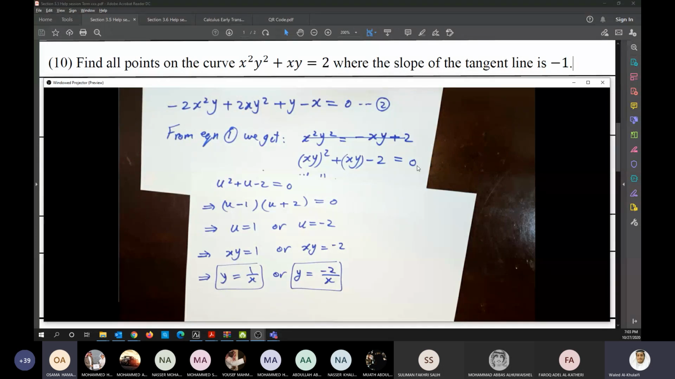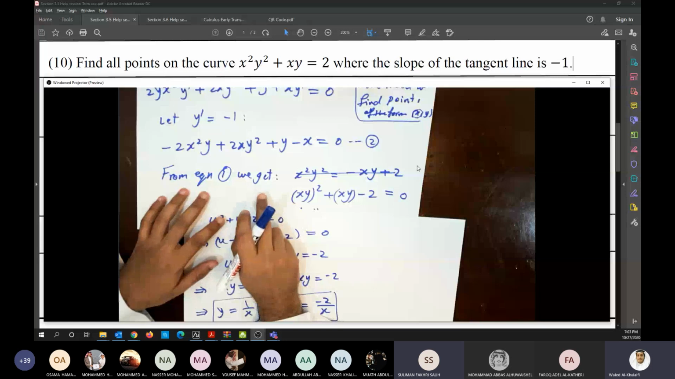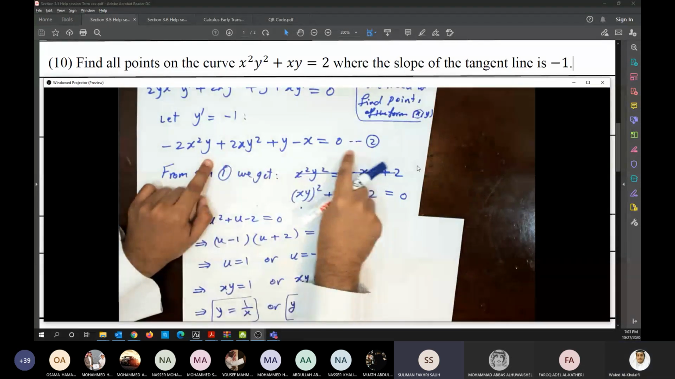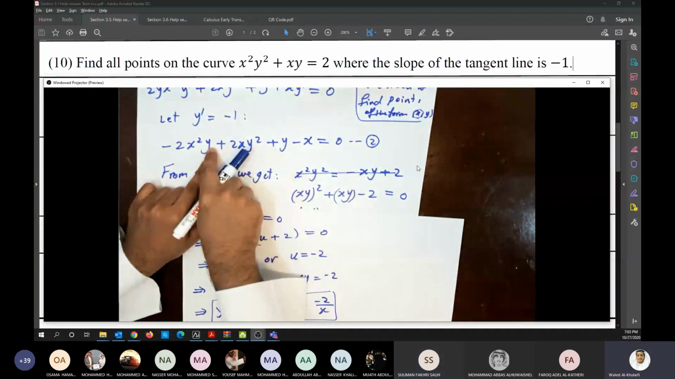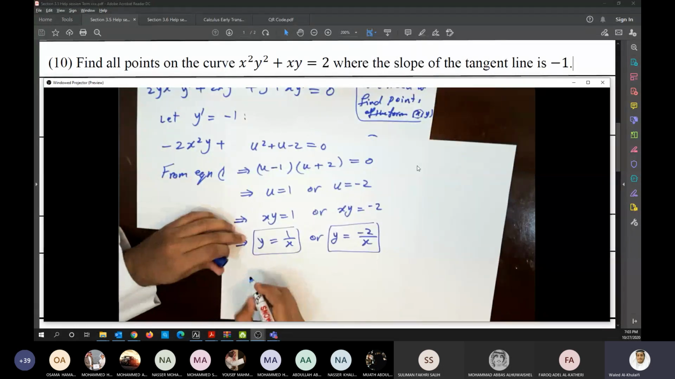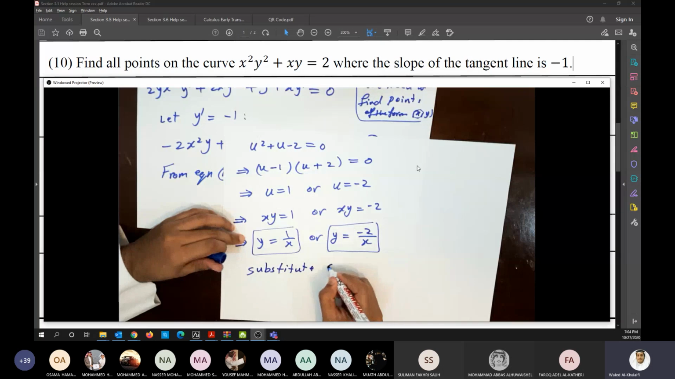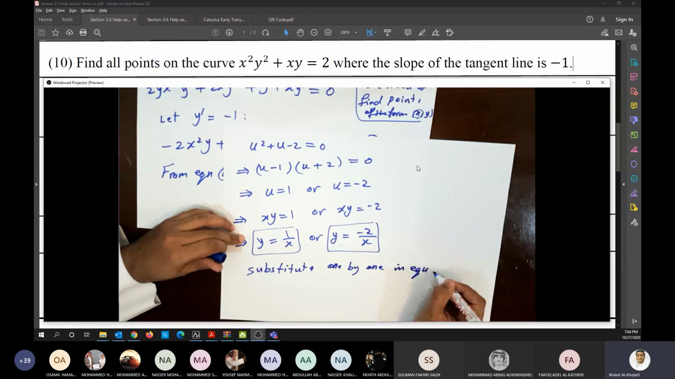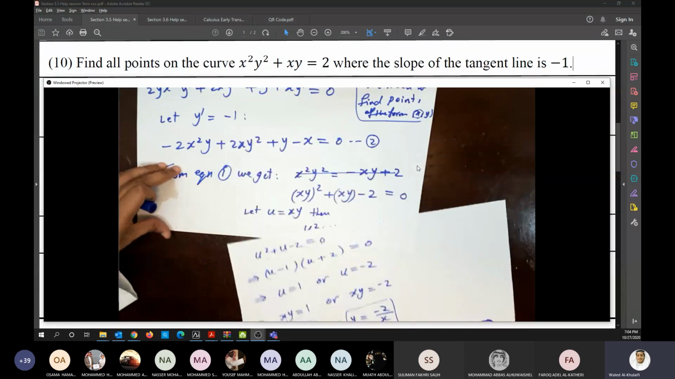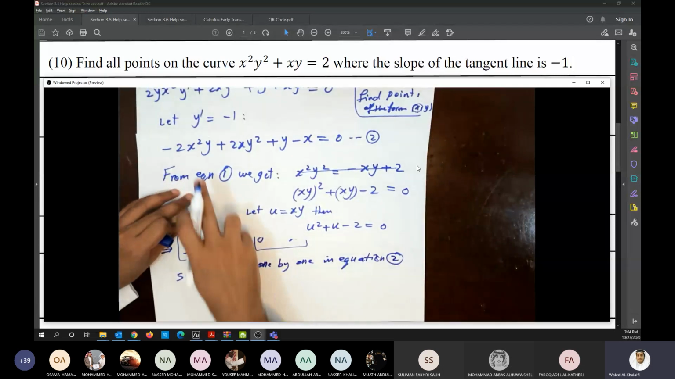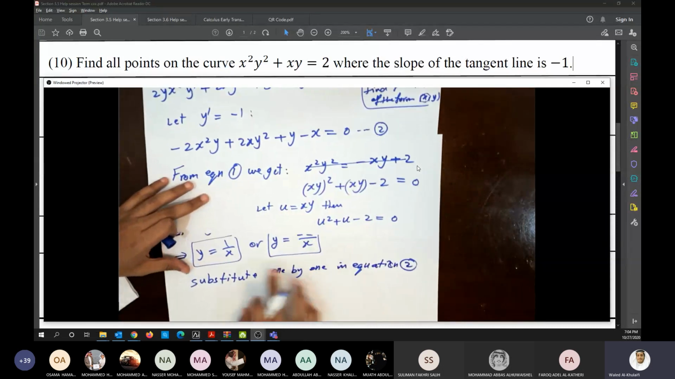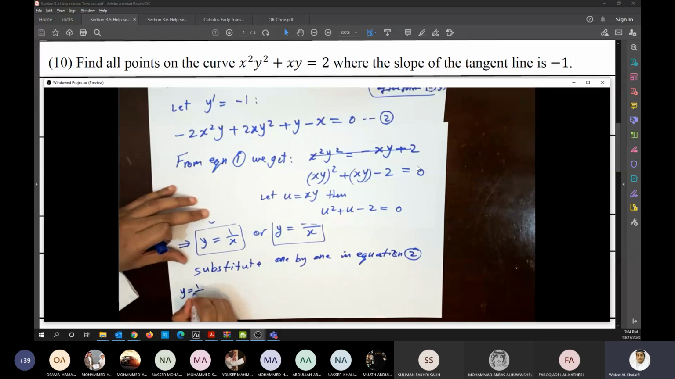Now we substitute y by 1 over x in which equation? In the derivative, the one we got after differentiating. Yeah, very good. So here we're going to substitute y equals 1 over x in equation 2. So let me bring equation 2. This is equation 2. So I will put y equal 1 over x.